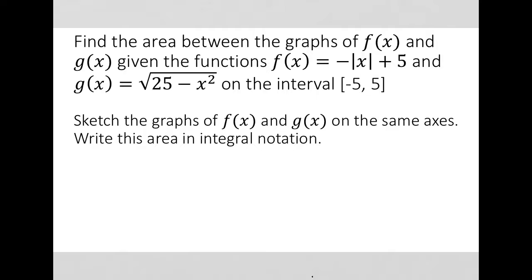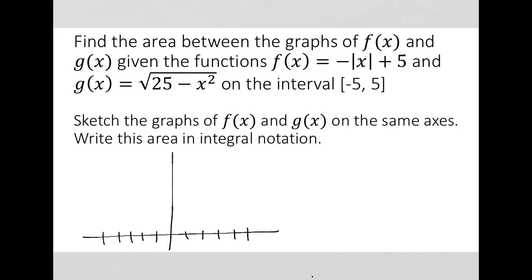So let's sketch this graph real quick. So let's draw some axes right there. I'm going to go 1, 2, 3, 4, positive 5, 1, 2, 3, 4, negative 5, and I'm graphing a negative absolute value of x graph.